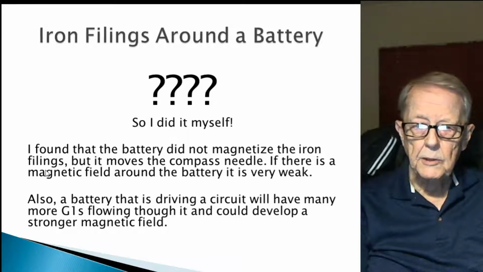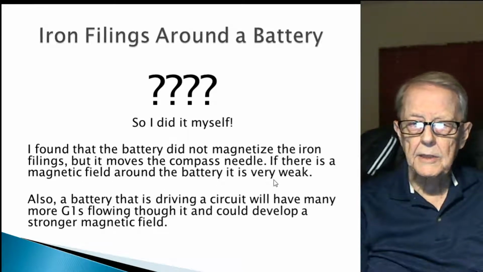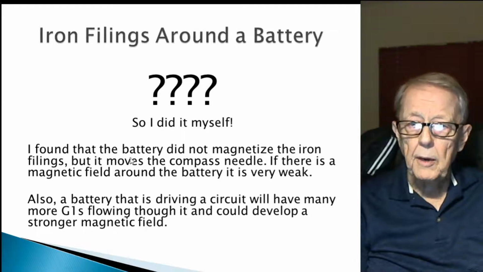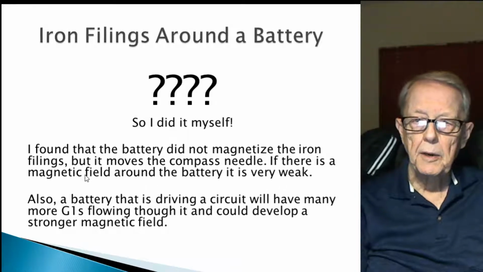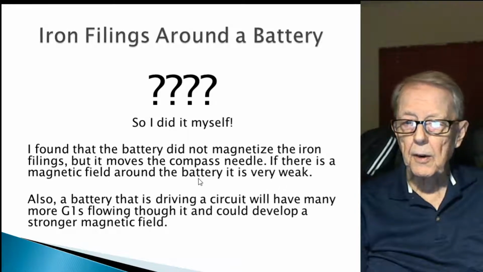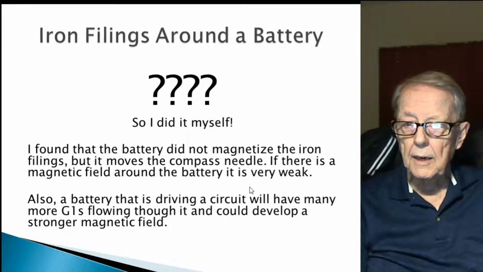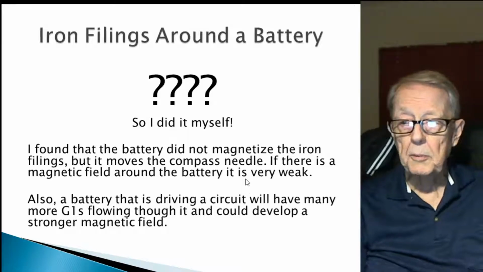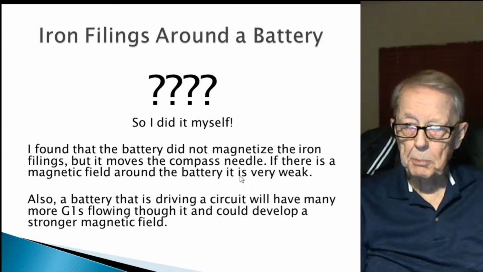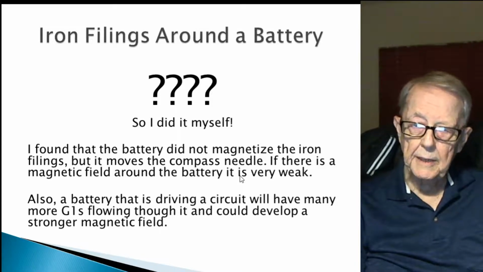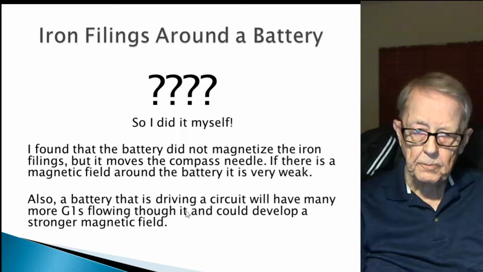Clearly, if there's a weak magnetic field on the battery, it's very weak. The battery moves the compass needle by virtue of G2 gravity. But if there is a magnetic field, it's very weak, and I didn't have the proper equipment. To be honest with you, I really need to, not that expensive, invest a little bit of money, take some time to figure it out.